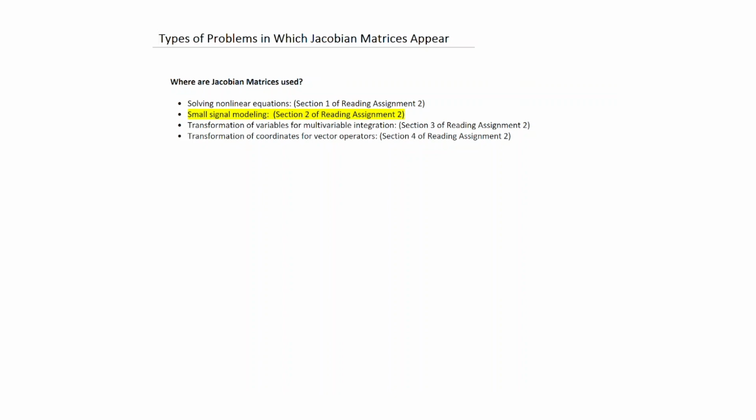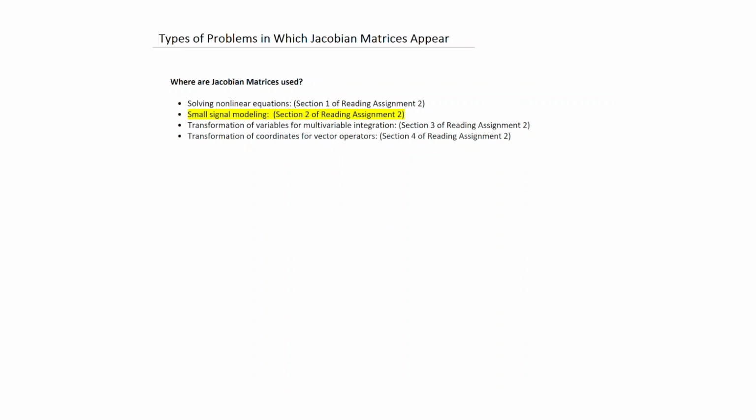Second, small signal modeling, which is section 2 of reading assignment 2. This material you'll be responsible for and is the subject of this lecture and the following lecture. Third, transformation of variables for multivariable integration, which we'll be looking at later in the course, not too much longer. And this is from section 3 of reading assignment 2. You'll be responsible for looking at only the introductory portions.